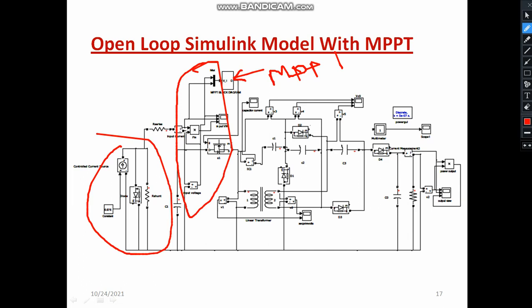The ICA MPPT I have done. Then these are the converter circuit parts. Here you can see the coupled inductors, these are the switched capacitors, and these are the measurement blocks. I have chosen different measurement blocks, voltage measurement, and then these are the scopes, which work like a CRO.